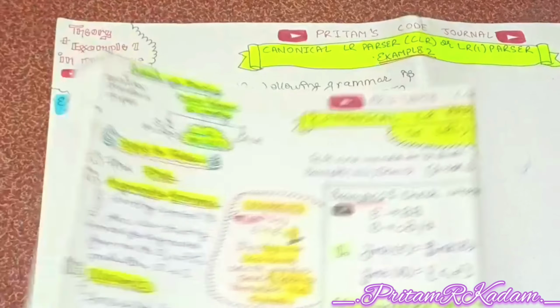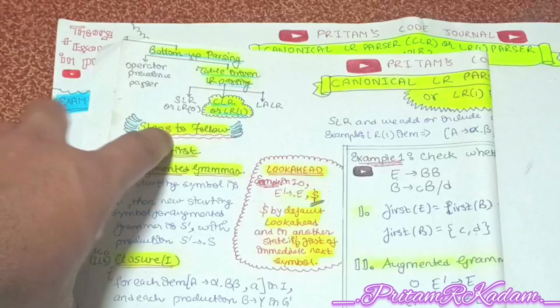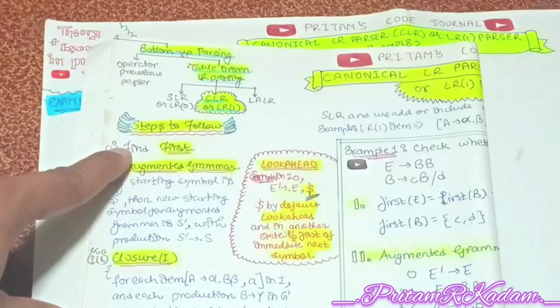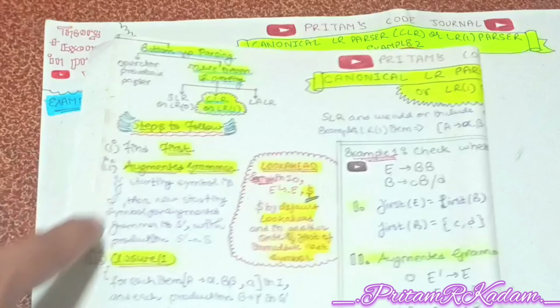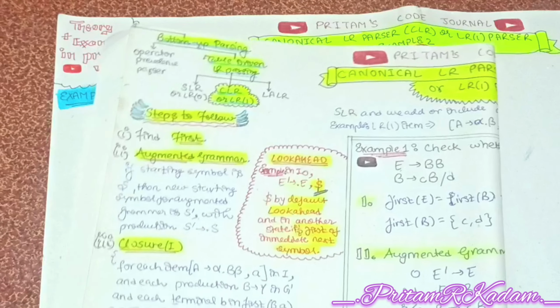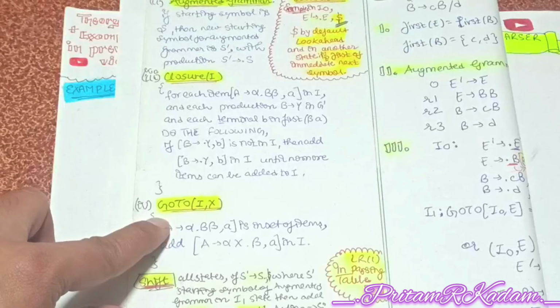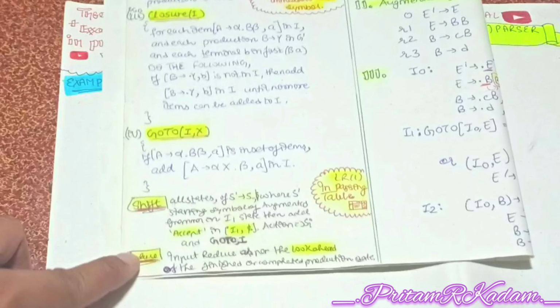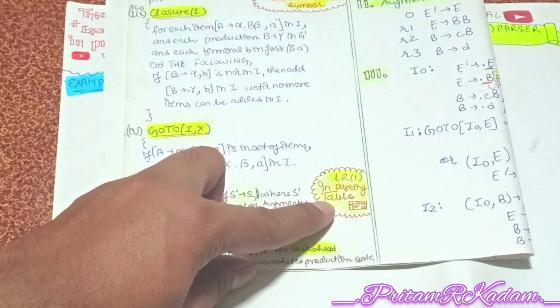Steps to follow: first, the augmented grammar, then the closure, then we will have the goto, and then we will write the shift and reduce entries in the LR1 parsing table. Because of this, we don't have to go to the follow part. Okay, so let us proceed to the solution part.